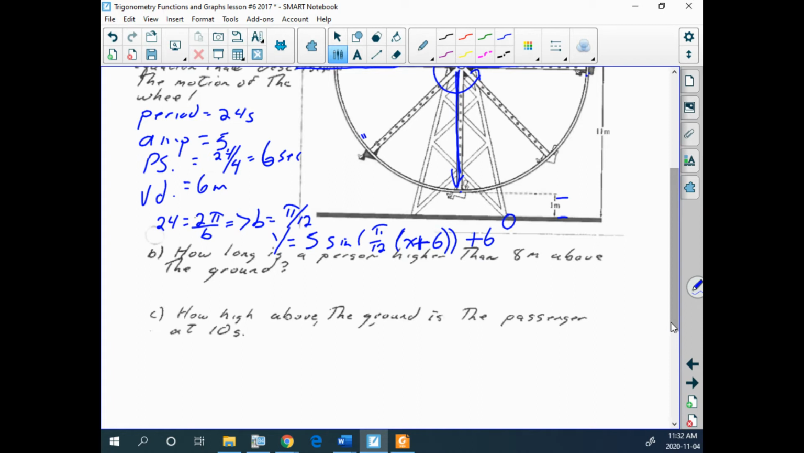And the reason why it's plus 6, because we're starting here. Never mind, it is minus 6. We have to shift the graph over to here. So we have to go this way. That's why it should be minus. I messed that up. Okay? And then I could answer this question with this.